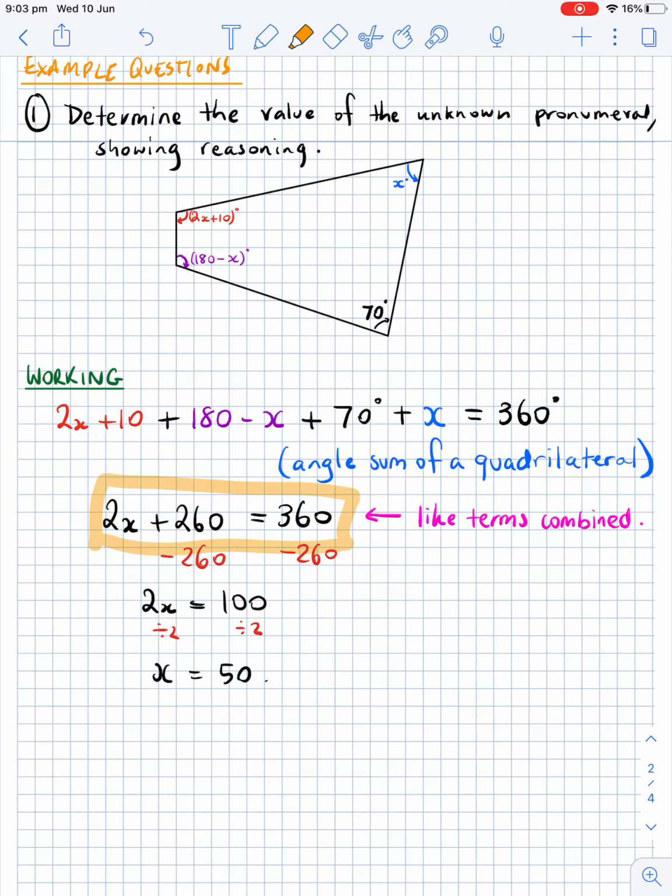So now we've got this simpler equation. We need to now get x by itself. So we're going to minus 260 from both sides to cancel out those two. 2x equals now 100. We're going to divide by 2 to cancel off that 2 right there. And 100 divided by 2, that equals 50. So x is going to be equal to 50. That is our final answer.